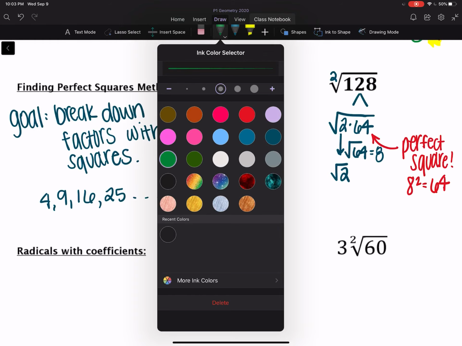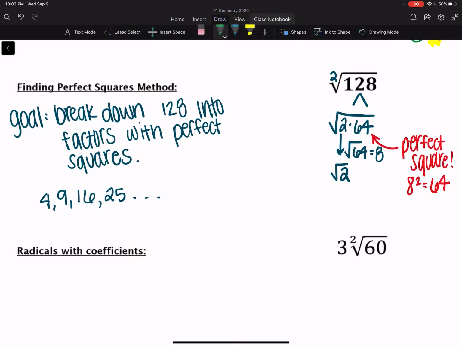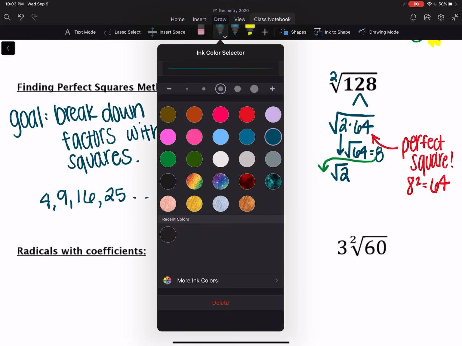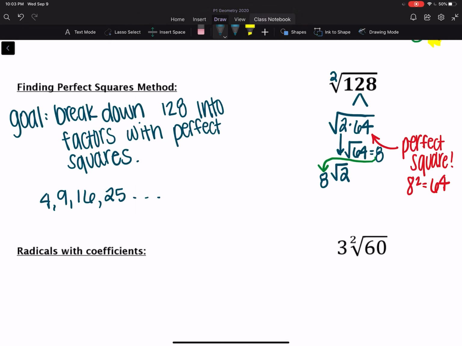Since I'm taking the square root of 64, and I know that it's 8, I've simplified it, and I've undone the square root, so I can bring that to the outside here. So my final answer for the square root of 128 is 8 square root of 2.